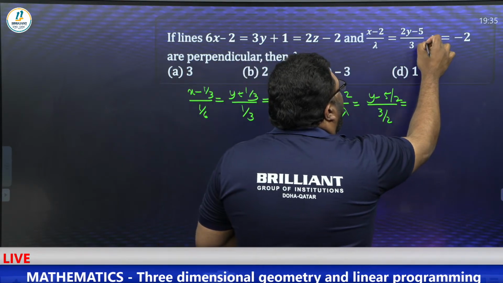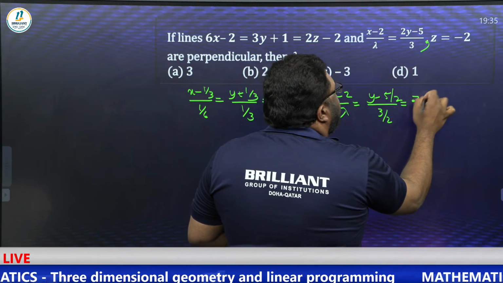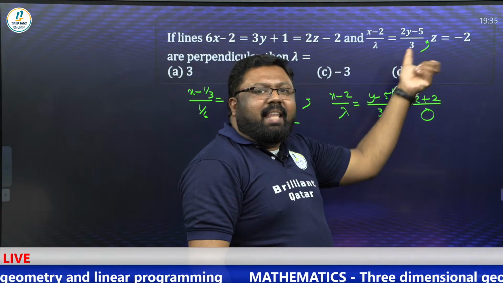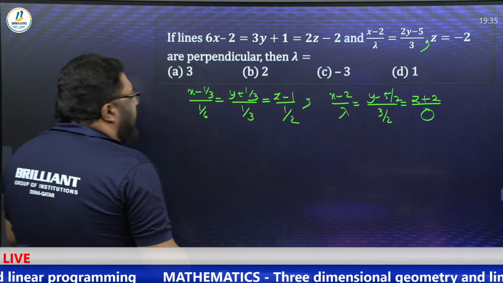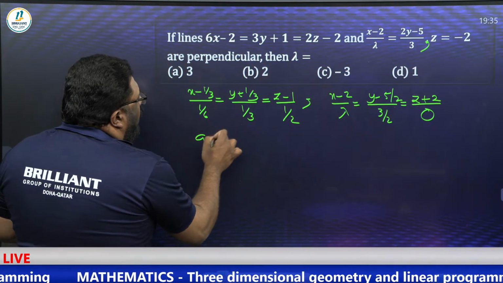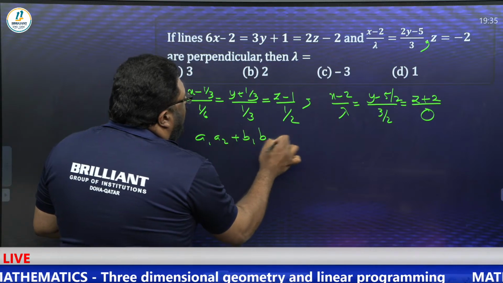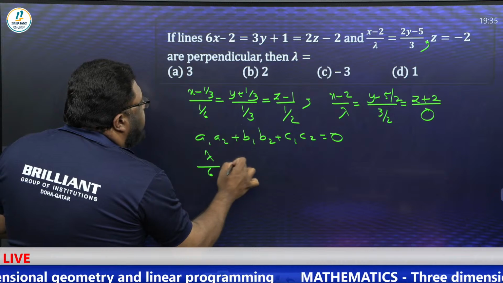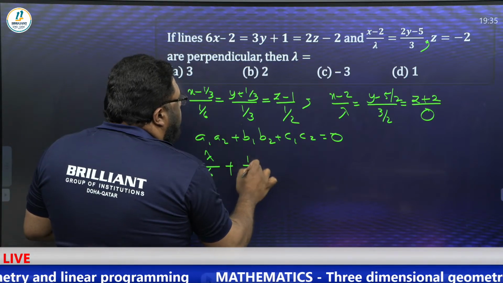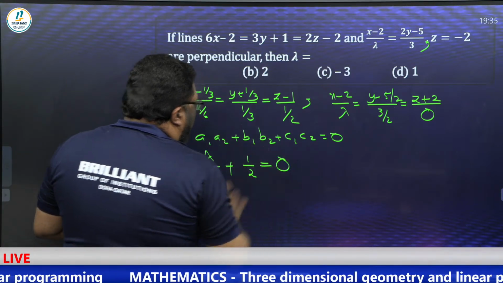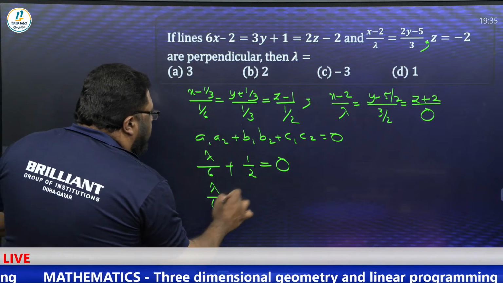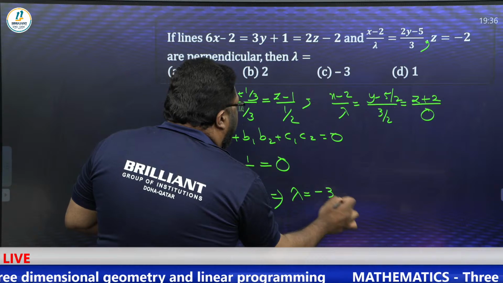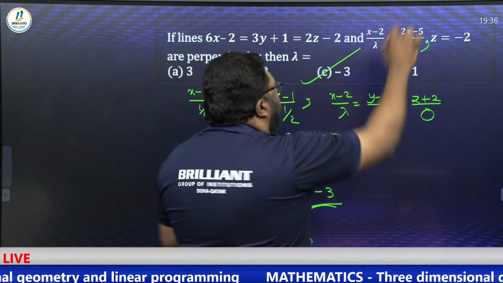And this is given as a comma. Careful, it's Z plus 2 by 0. When direction ratio is 0, they separate that component with the comma. So you rewrite it like this. Now A1, A2 plus B1, B2 plus C1, C2 equal to 0. Multiply lambda by 6, then 1 by 2 equal to 0. So lambda by 6 is equal to minus 1 by 2, which implies lambda is equal to minus 3.